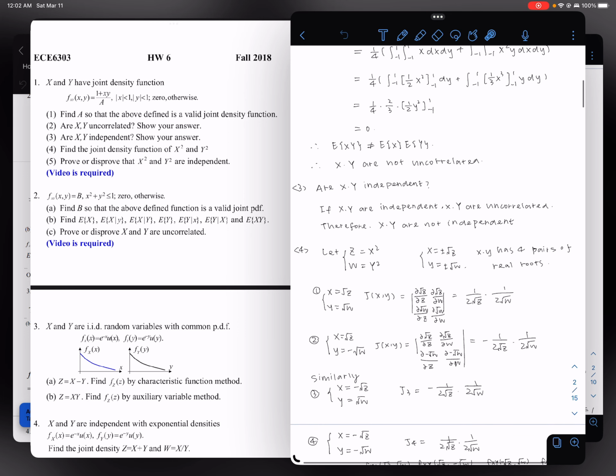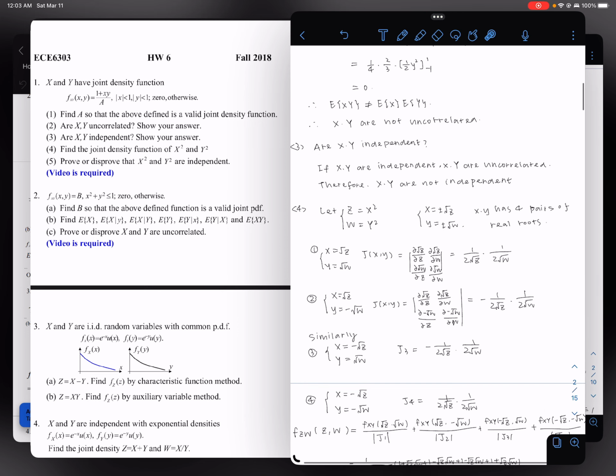The fourth problem, find the joint density function of x squared and y squared. And so we can let z equals x squared and w equals y squared. And we can get the roots. There are actually four roots. Positive, negative square root of z, positive, negative square root of w.